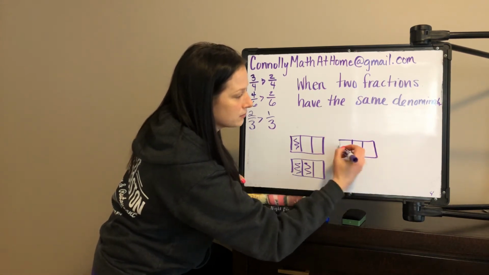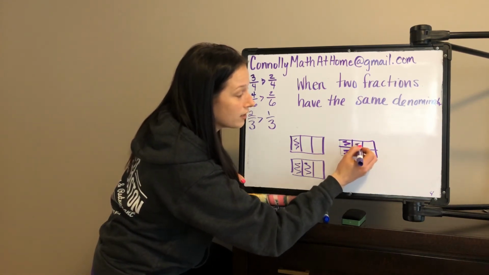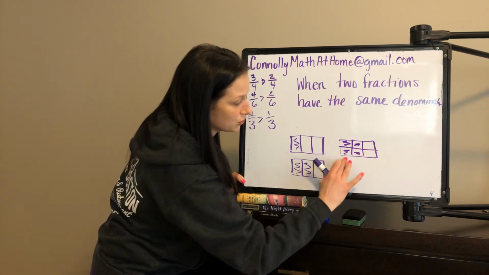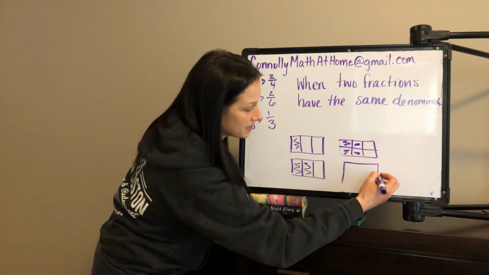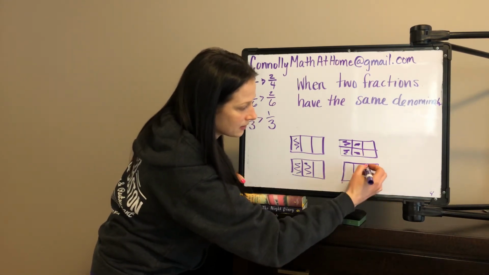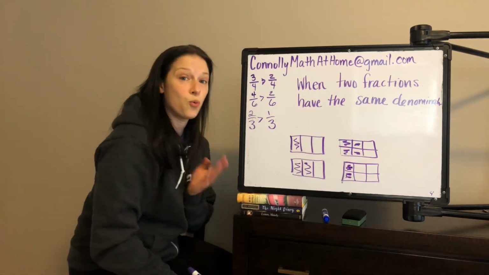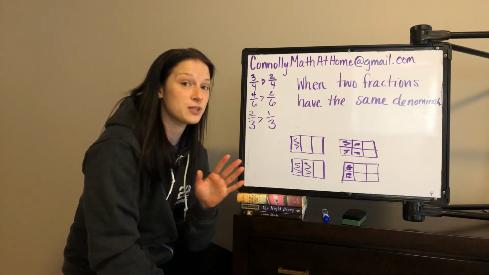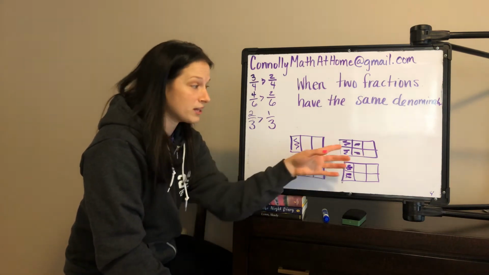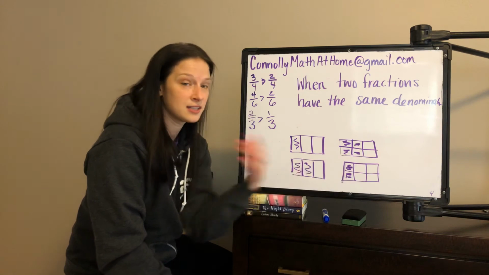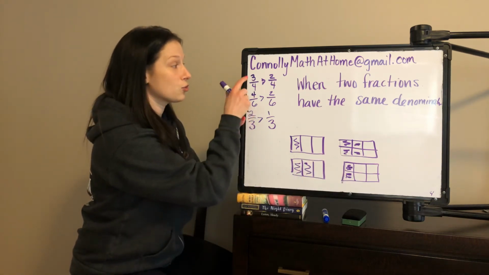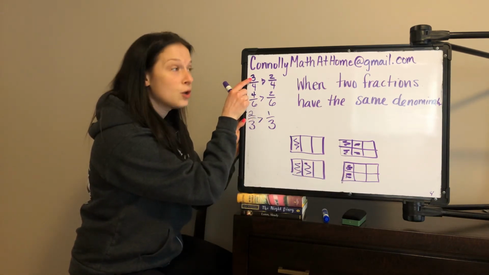Okay, 1, 2, 3. There, we were taking 4/6 compared to the same size pieces, and we were only taking 2 of them. So when we're comparing fractions with the same size pieces, the one that we're taking more of the pieces is going to be greater. So the one with the greater numerator will be greater.